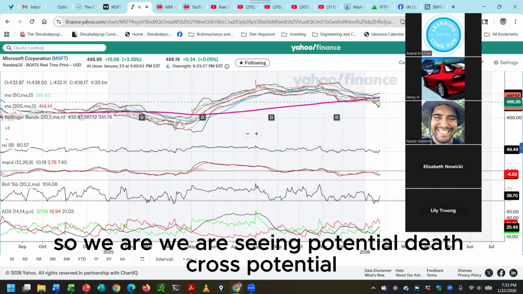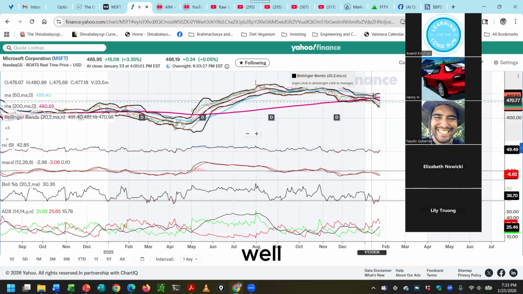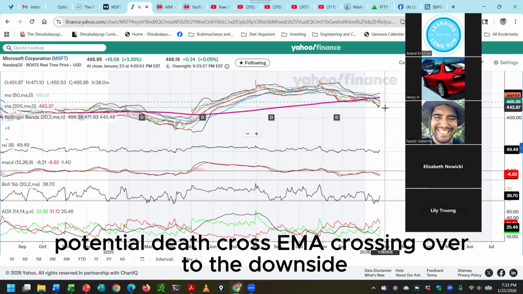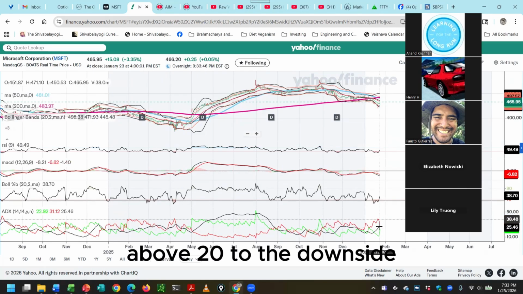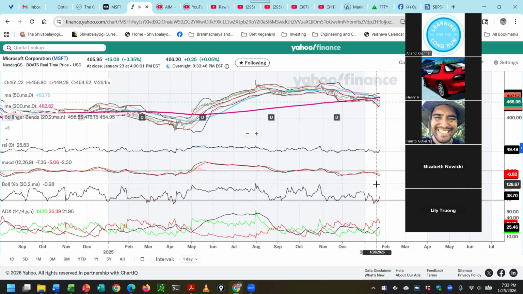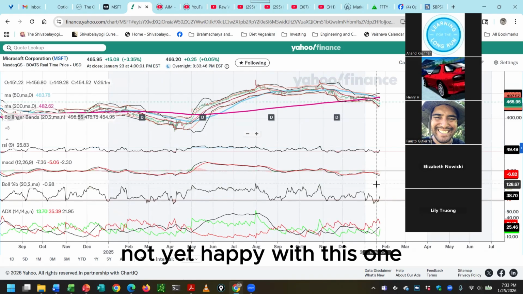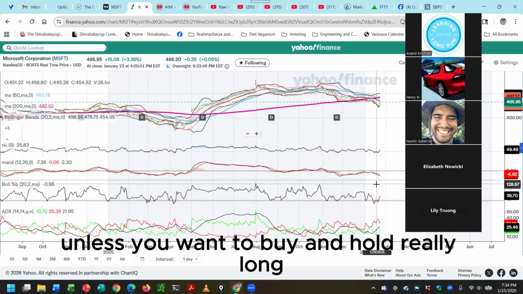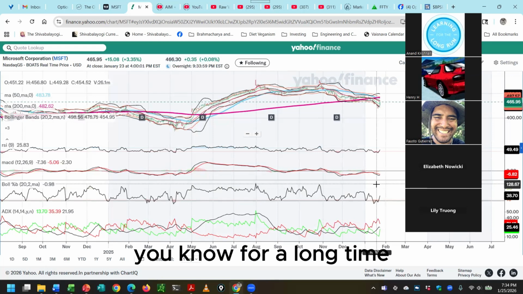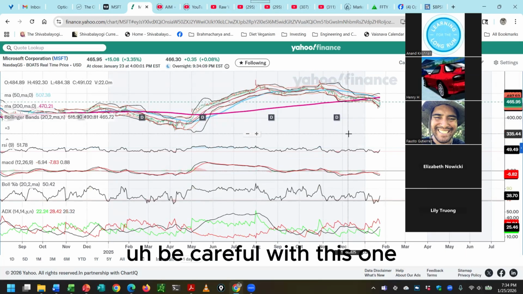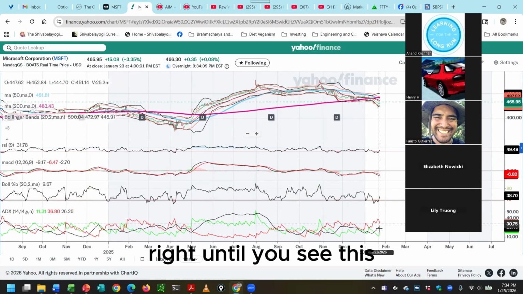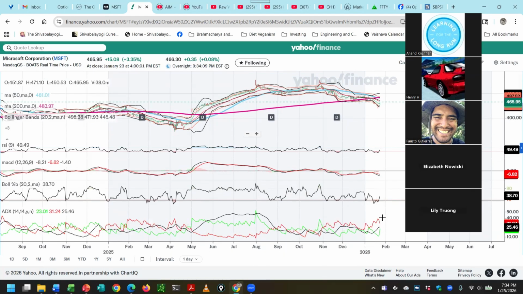So we're seeing a potential death cross, EMA crossing over to the downside, ADX above 20 to the downside. Not yet happy with this one, unless you want to buy and hold really long, for a long time. So, right, be careful with this one until you see this thing change.